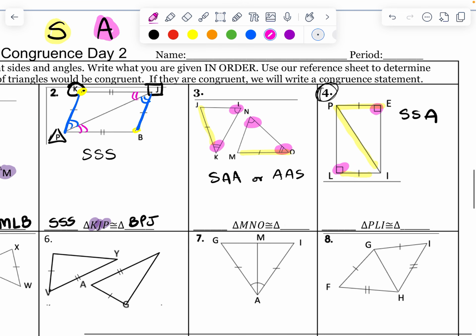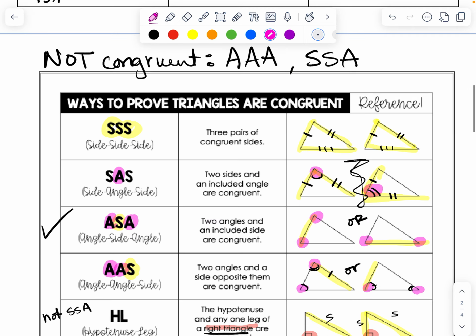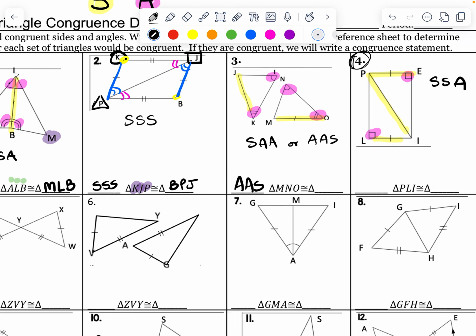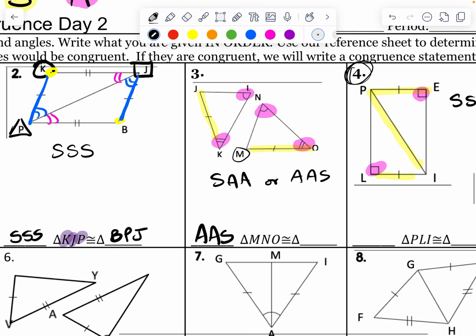Writing these is tough. All right, so SAA or AAS is a shortcut. AAS is usually how we write it. So let's see, MNO, MN. So I'm going to go naked angle, 1 mark, 2 marks to write my congruent statement.